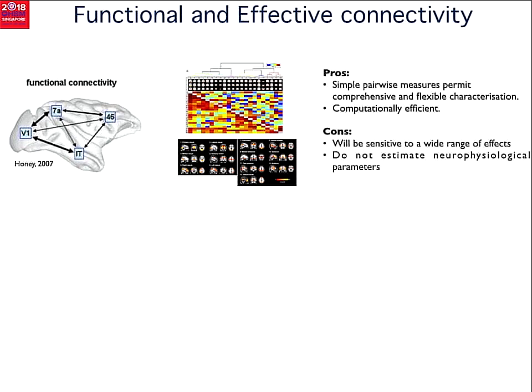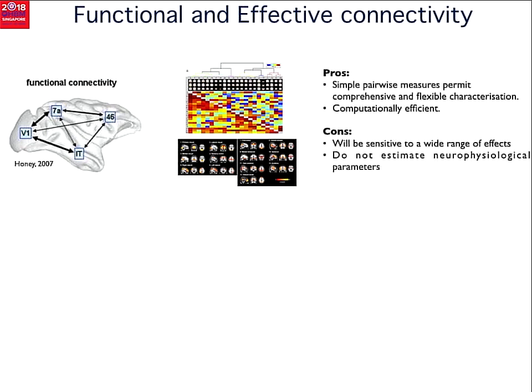The benefit of using quite simple measures of functional connectivity is that you have a very flexible measure, this pairwise measure, that lets you characterize signals in a variety of manners. It's also computationally efficient. We can do mapping of functional connectivity, and it's quite direct to the data, so it's quite easy to at least interpret in terms of what the data is telling us.